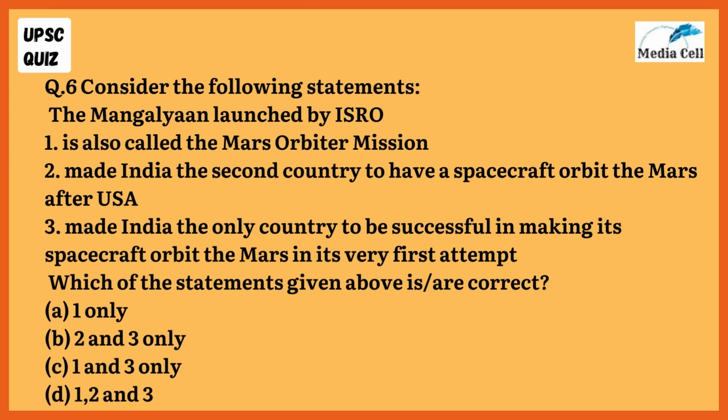Question number 6. Consider the following statements about Mangalyaan mission launched by ISRO. Statement 1. It is also called the Mars Orbiter mission. Statement 2. It made India the second country to have a spacecraft orbit Mars after USA. Statement 3. It made India the only country to be successful in making its spacecraft orbit Mars in the very first attempt. Which of the above statements is or are correct?